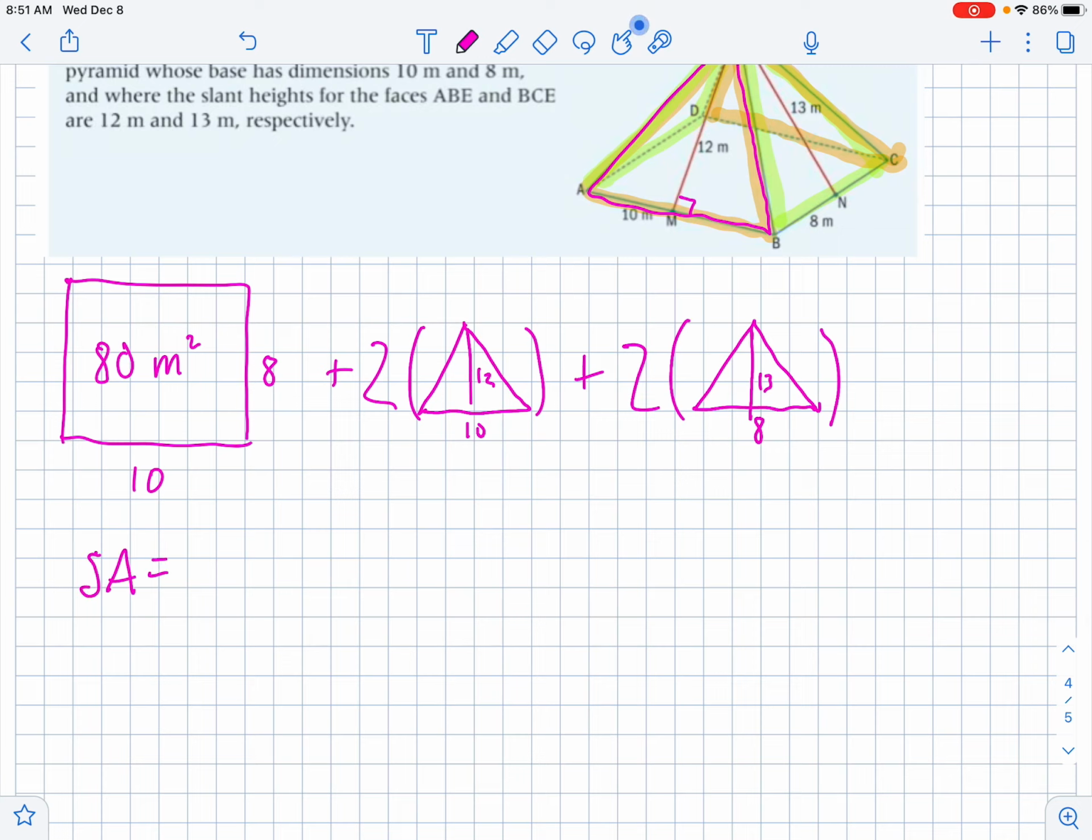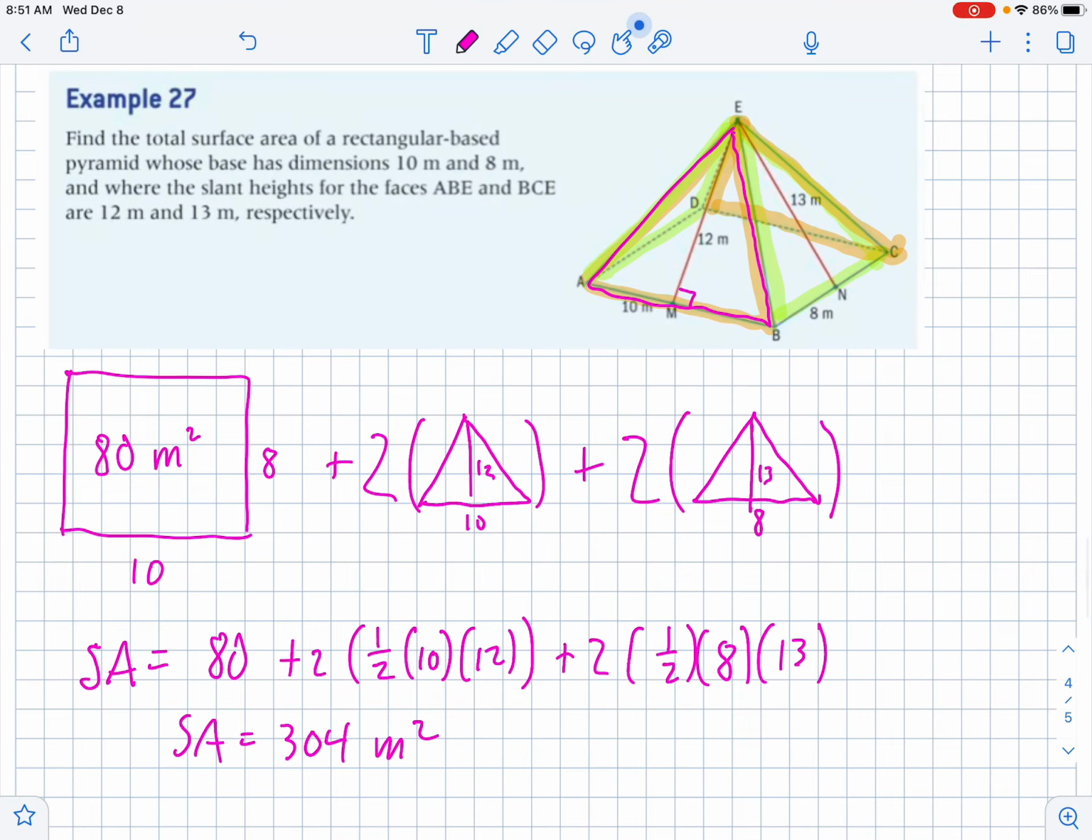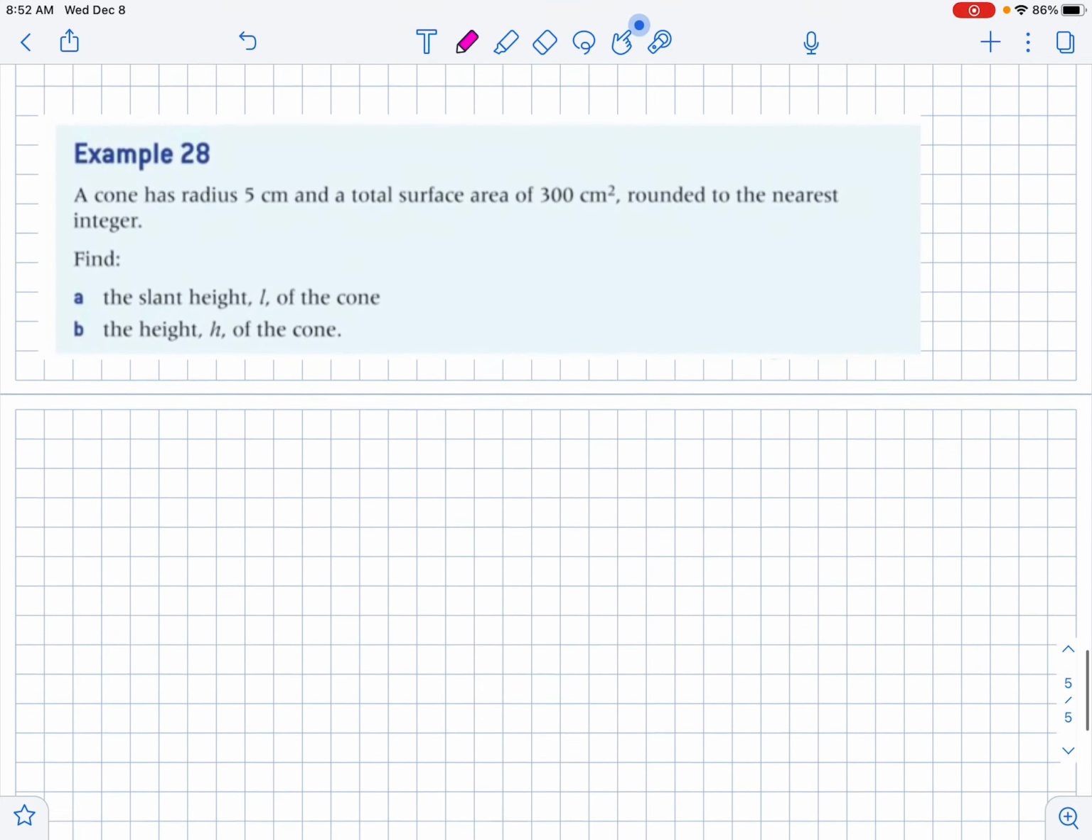So, surface area. I'm going to use SA for surface area, and it is going to be the rectangle, which is 80, plus 2 times 1/2 base times height. And then there's 2 more that are going to be 1/2 base times height. When you add those all together, I believe you get 304 meters squared. That's that problem.